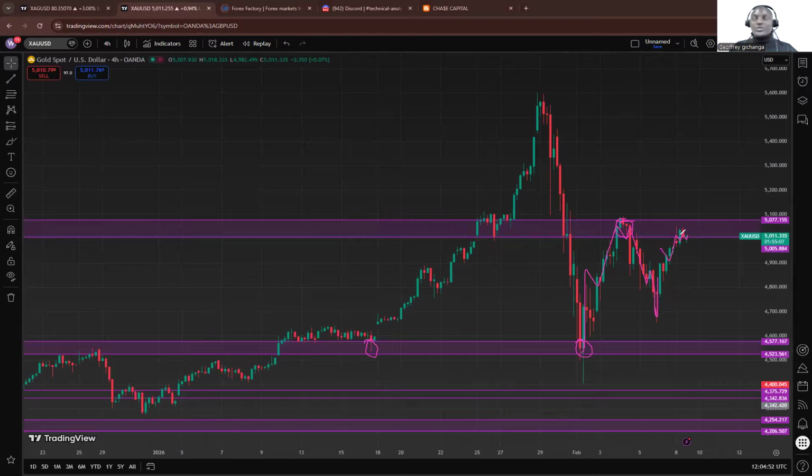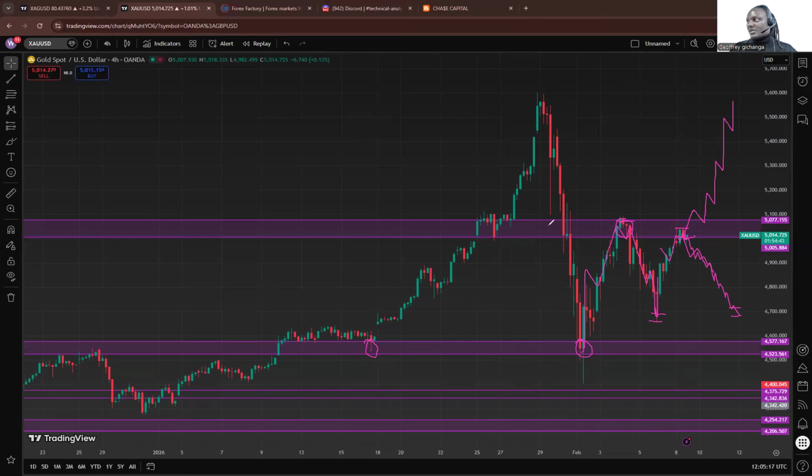At this level, if this zone holds, then definitely I'd expect a slight bearish push to the downside. But if this zone doesn't hold, I'd expect to see a break above. As long as you're still below this zone, expect a slight bearish push, probably back to these 4,700 areas. But if price breaks above these, we'll see a scenario like this.